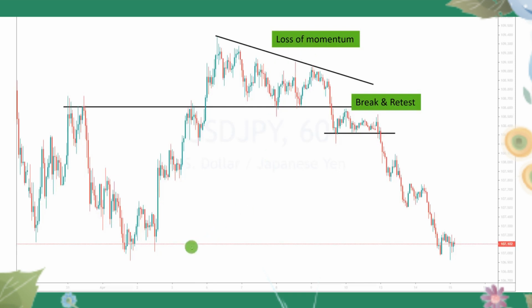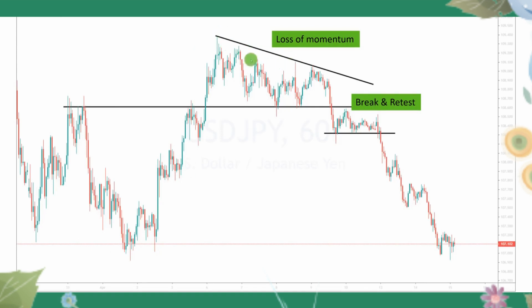We have the loss of momentum. So what we are looking for is price and trend analysis first. Here the market was in a very strong uptrend. We have significant bullish moves here and here, and then leading up to the top. But here was the absolute top of the trend, and ever since the market made lower highs.